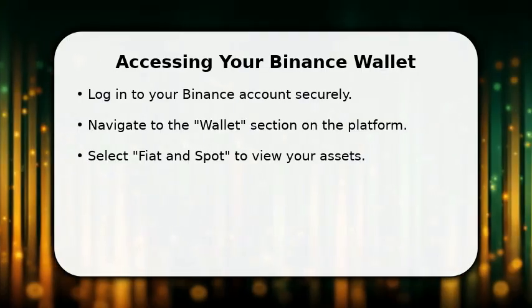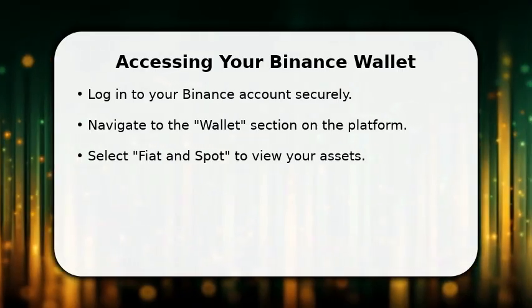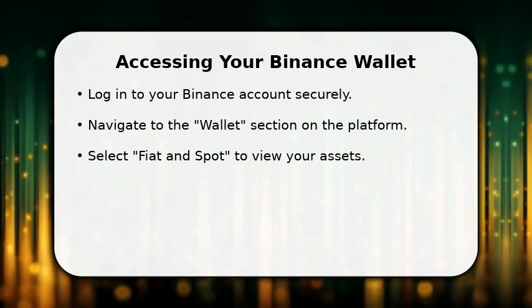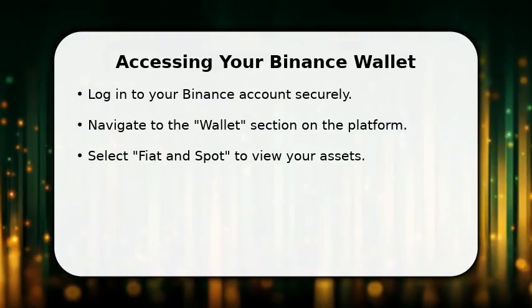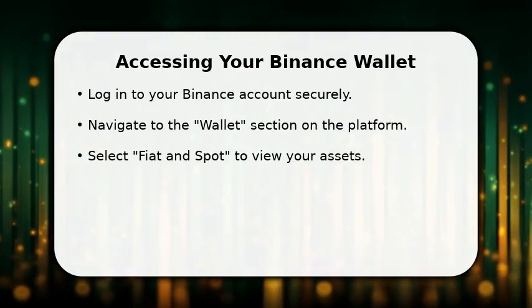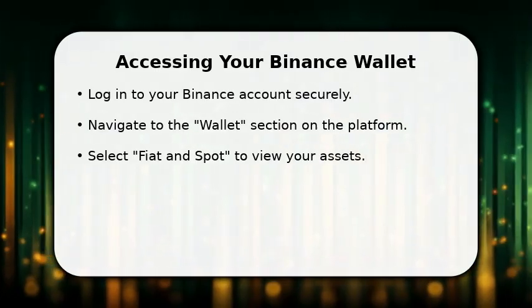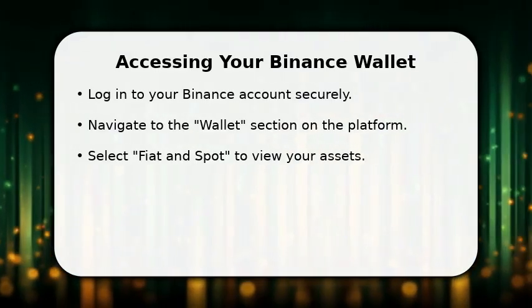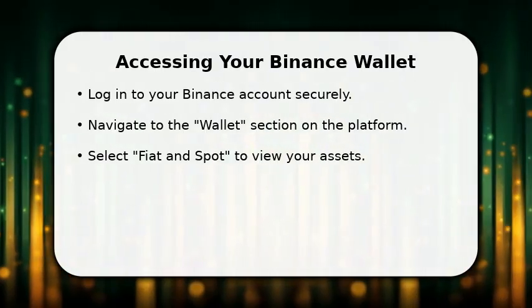In this video, I will explain how to get your Binance wallet address. First, ensure you are logged into your Binance account. Once logged in, locate the wallet option, usually found in the top navigation bar. From the drop-down menu, select Fiat and Spot to access your main wallet overview. This section displays all your cryptocurrency and fiat balances, preparing you for the next step in finding specific deposit addresses.